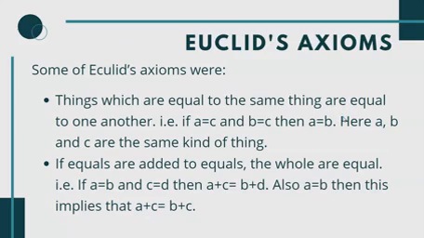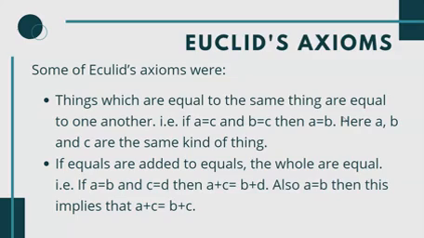Euclid's axioms. Axioms are claims that are shown to be self-evidently true without any need for proof. Things which are equal to the same thing are equal to one another. That is, if A is equal to C and B is equal to C, then A is equal to B. Here, A, B and C are the same kind of thing. For example, if an area of a triangle equals the area of a rectangle and the area of a rectangle equals that of a square, then the area of a triangle also equals the area of a square.